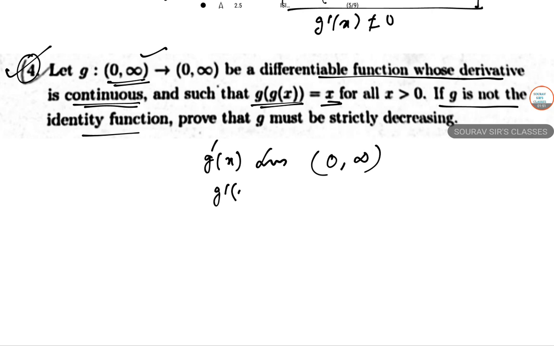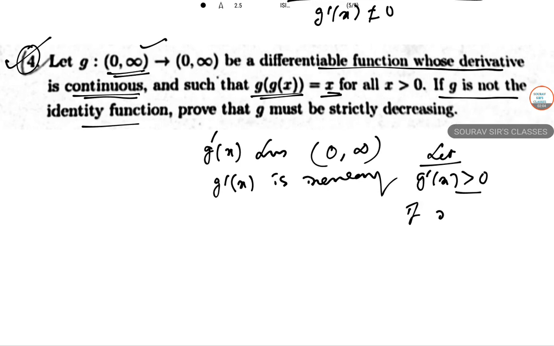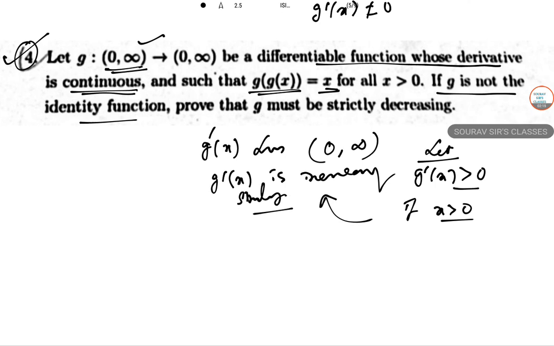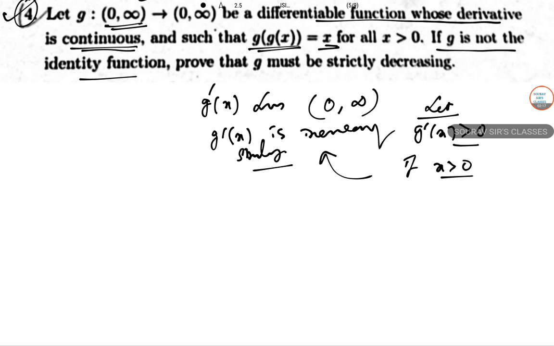Now g dash x is increasing. Why? Because this thing is giving you the positive. Okay, so let this thing be positive first. If x is positive, this is positive, so here this will be increasing, and not only increasing, it will be a strictly increasing function.